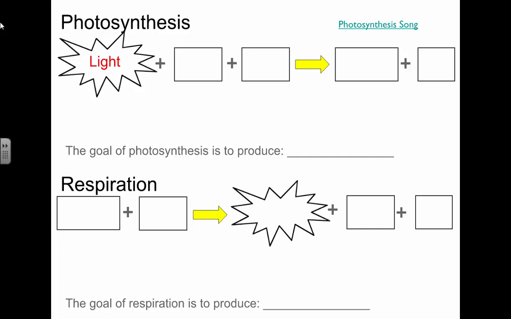Colton? Yeah, it's carbon dioxide. So what we are filling in here, we call these chemical symbols. You know that obviously water is H2O, you all know that. Carbon dioxide, you might know, is CO2. But there's others we're going to talk about.